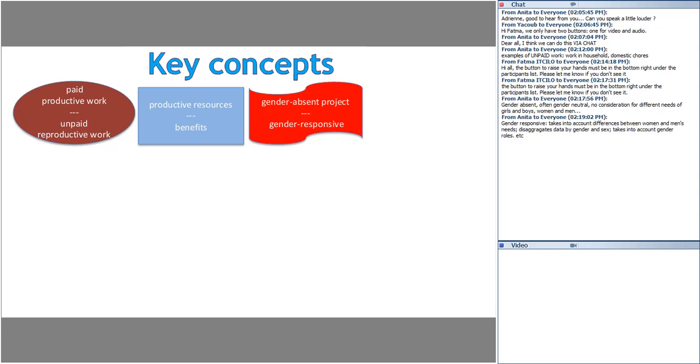So Anita adds that data is disaggregated by gender and sex and takes into account gender roles. I think there Anita is defining for us gender responsive. So yes, the very first step in any gender responsive initiative is that we look at the data and we try to determine trends. So we disaggregate the data by sex.